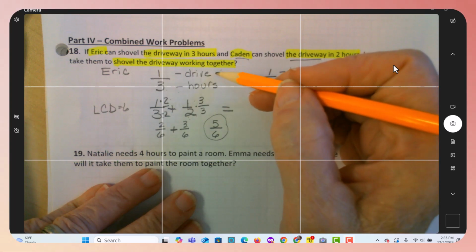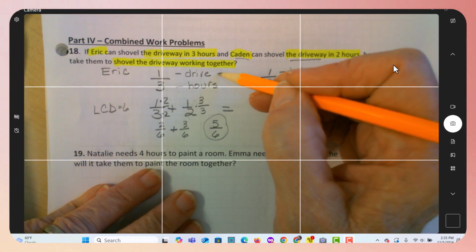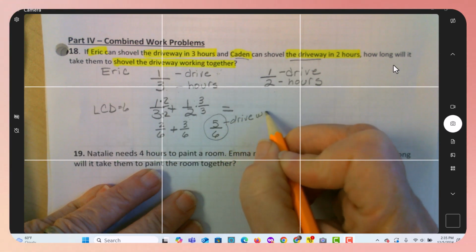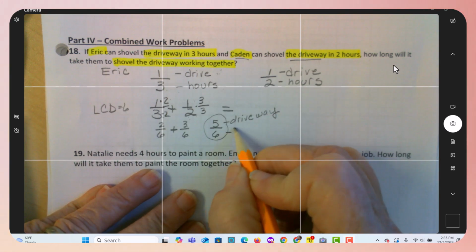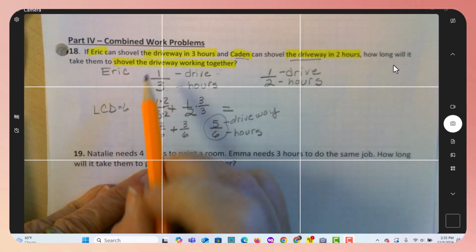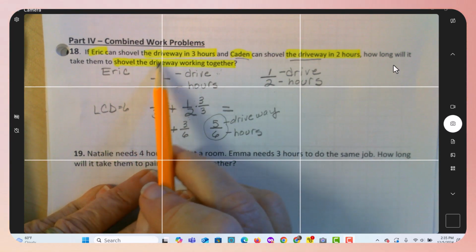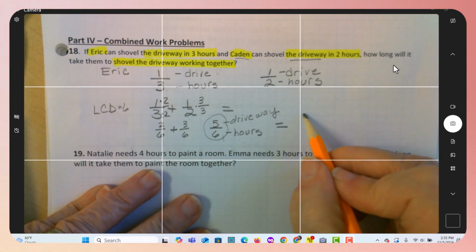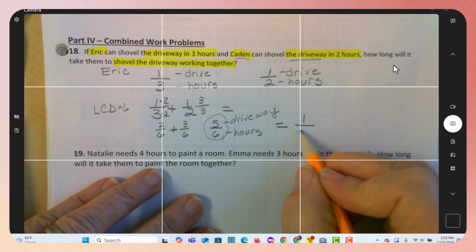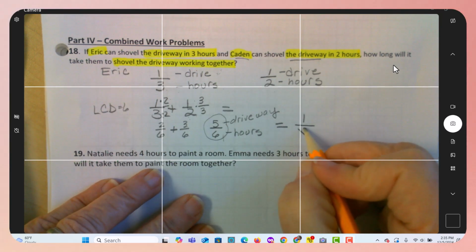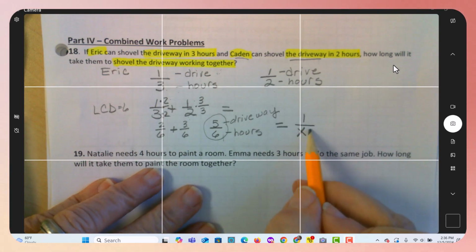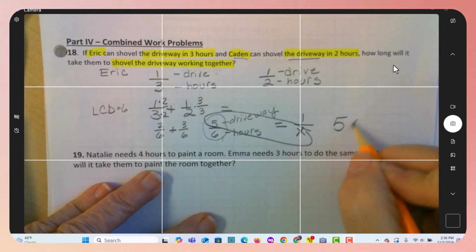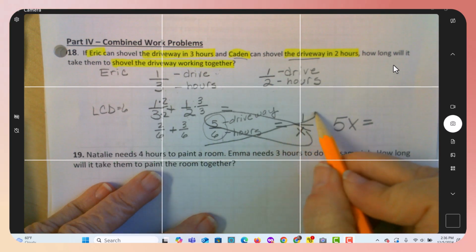So if you remember, we're keeping this straight by putting driveways on the top. I shortened it to drive. I put driveway here, and hours on the bottom. We want to know how long it takes them to shovel one driveway, the driveway, working together. So we need a common ratio where we have one driveway on the top. And we don't know how many hours that is, so we're going to use a variable. Let's just use x. So now we have this set up, we can cross multiply. 5 times x is equal to 6 times 1.